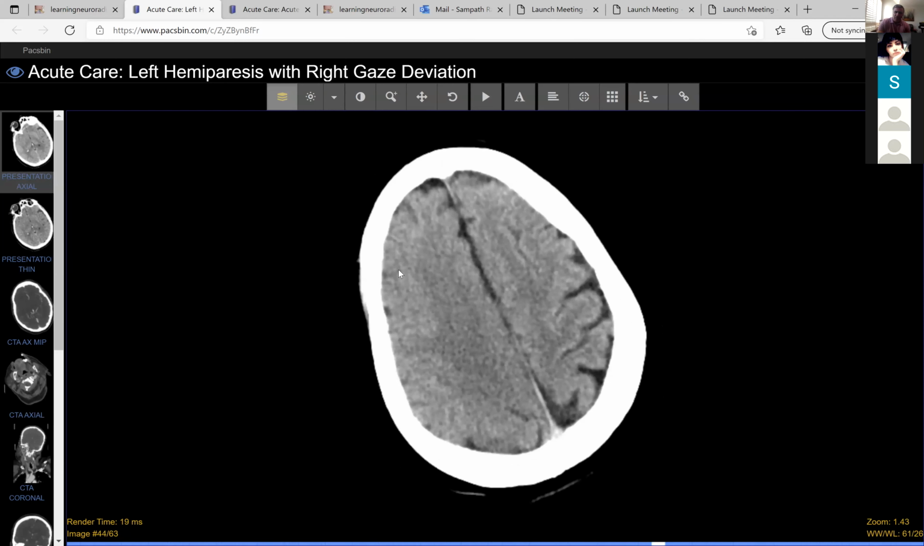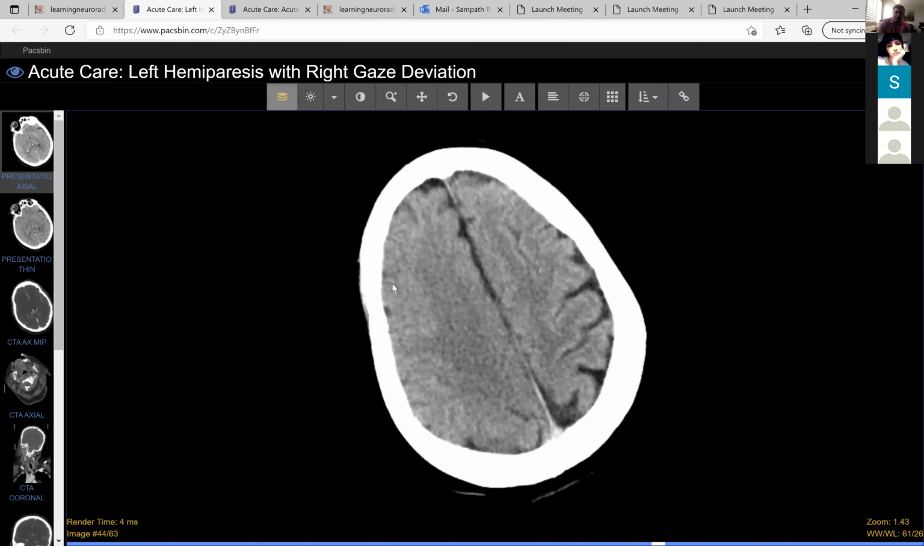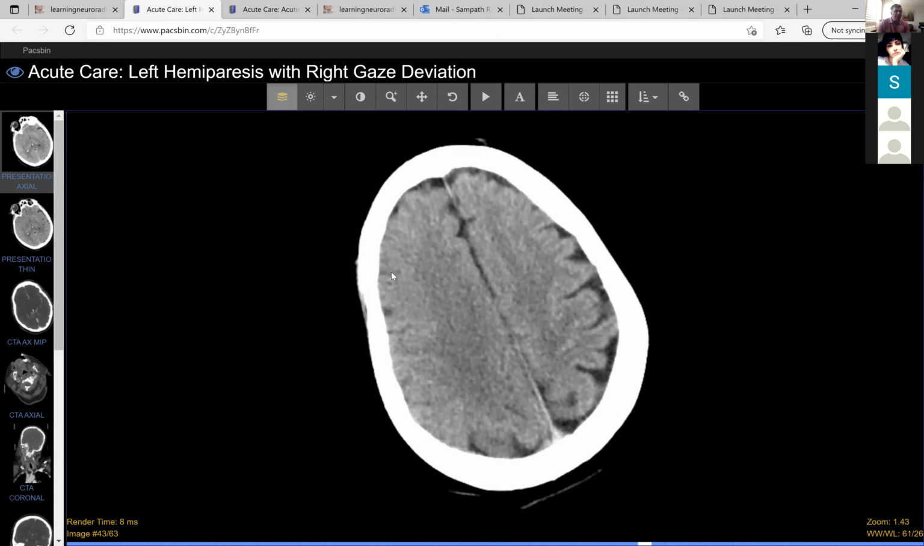And this is one of the drawbacks we have with CT, is that sometimes we cannot pick up early acute ischemic infarct. So we have to go and do other kinds of imaging to figure out what is going on in terms of an ischemic infarct. Let me get to the next case.